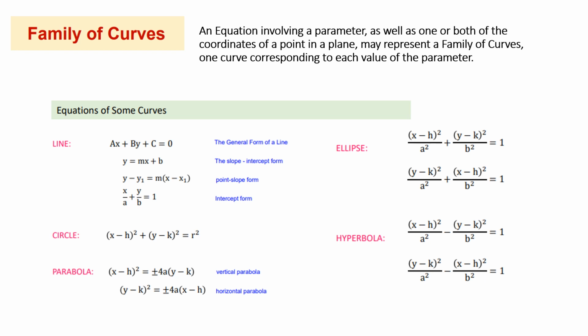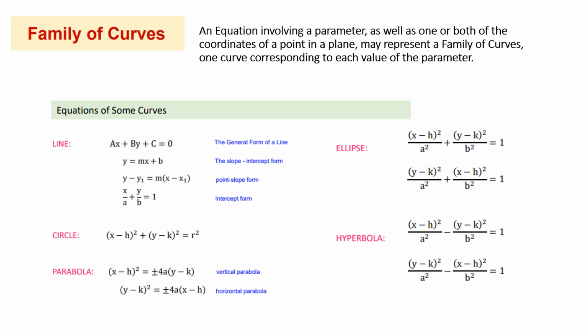So first is ax + by + c = 0, or the general form of the line. y = mx + b, the slope-intercept form, wherein b is our y-intercept and m is our slope. y - y1 = m(x - x1), or the point-slope form. x/a + y/b = 1, or the intercept form of our line.